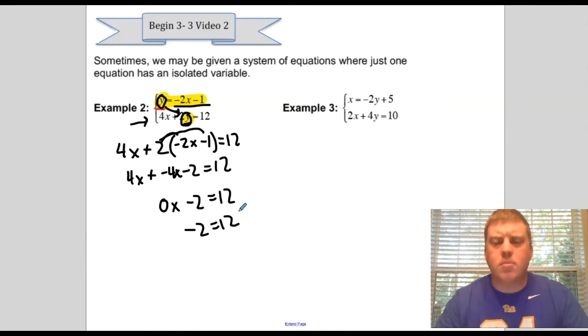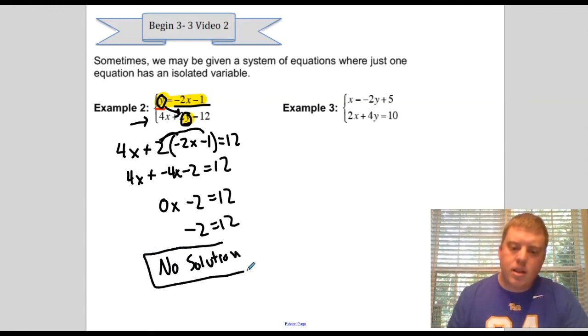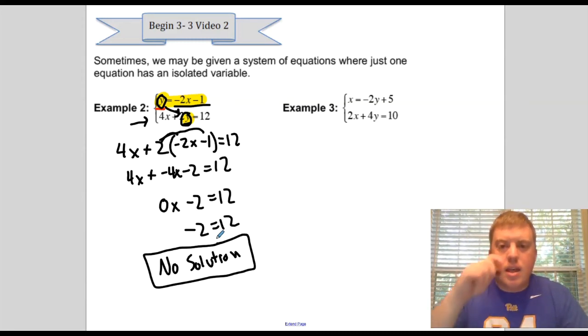And hopefully you're also making the connection back to the last unit where we were solving equations, and that you remember when we got two numbers that were not equal to each other and our variable canceled out, that meant that our problem had no solution. And that's going to be the case when we're dealing with systems of equations too. If our variable cancels out and we end up with two numbers that are not equal to each other, then it is going to be no solution.